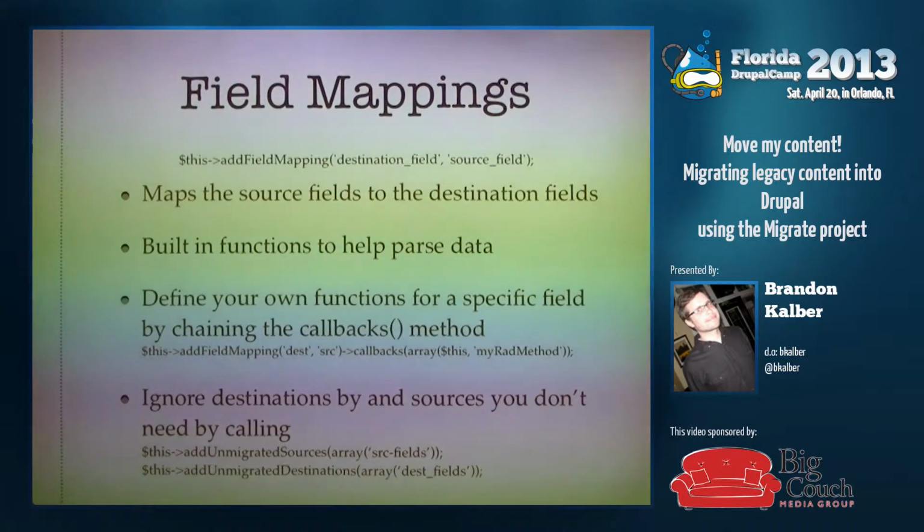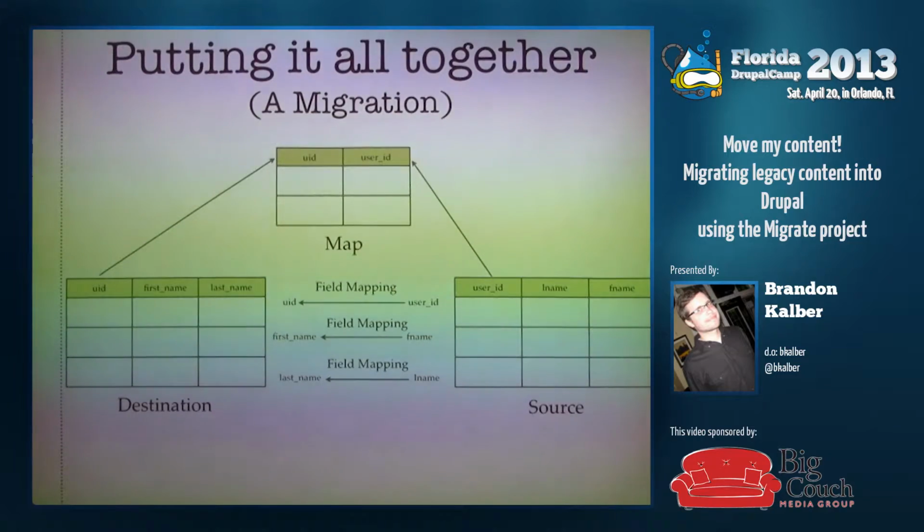So if you have source data that you don't need, you can just set unmigrated sources. You can just pass an array of the fields that you want to ignore. Same thing with destinations. It just takes an array of destination fields that basically tells Migrate, don't worry about it, and it'll be happy.